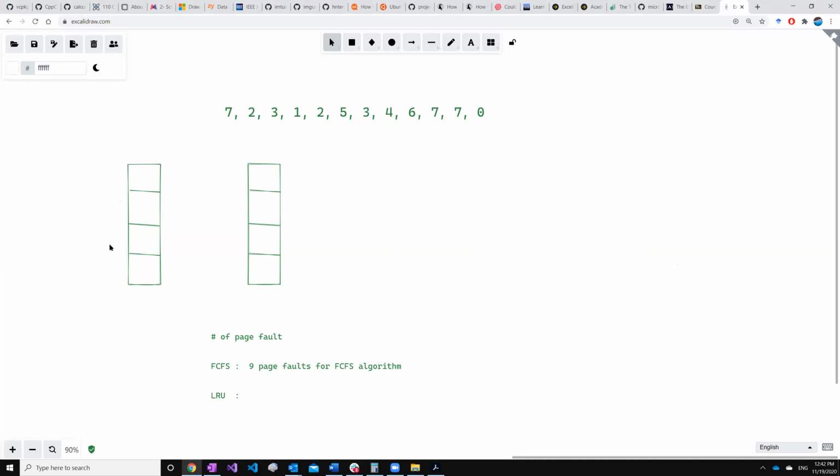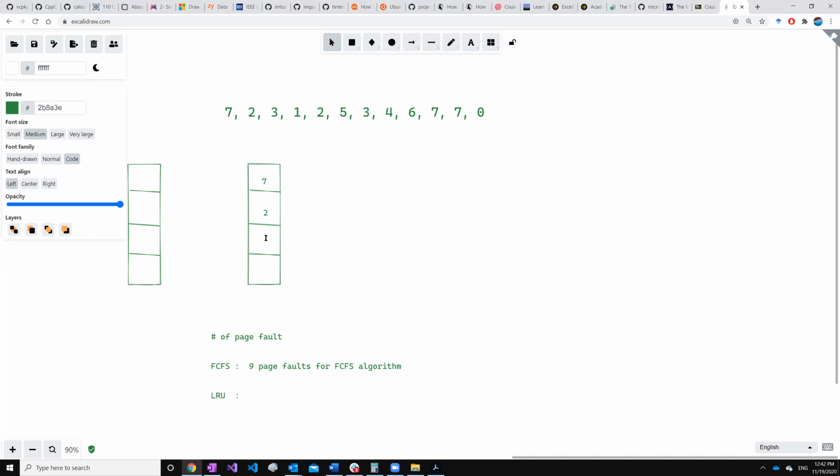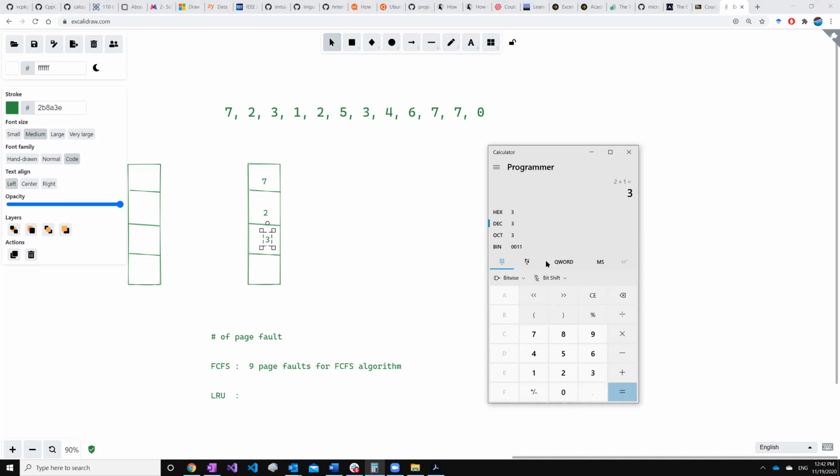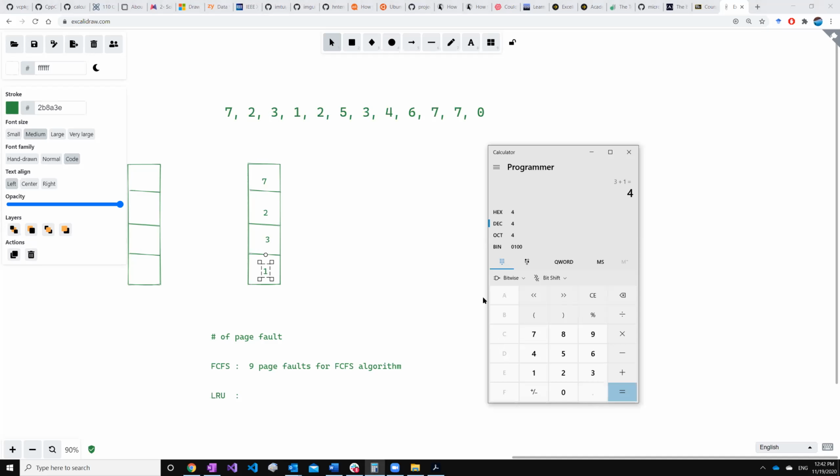Okay, so the first element will be 7, no problem. And for the next one, it will be 2 and increase the counter. For the next one, it will be 3, and increase the counter. And for the next one, increase 1 here, okay, and this is 1 and increase 1 here. So the first 4 elements will trigger 4 page faults, no problem.